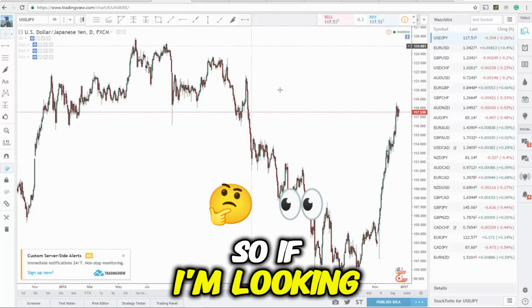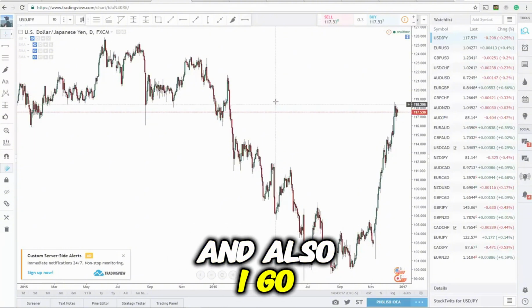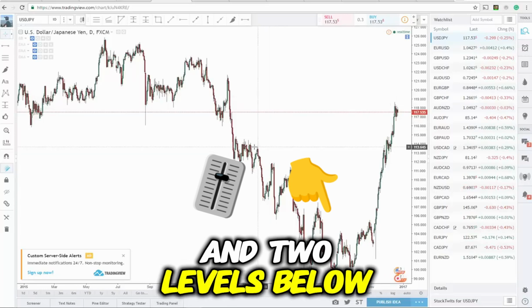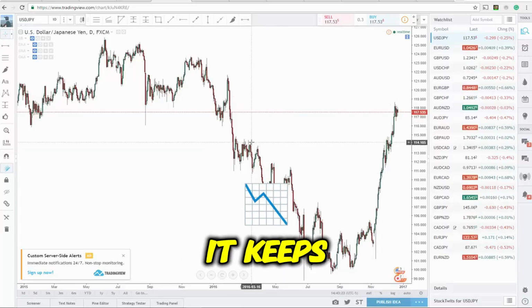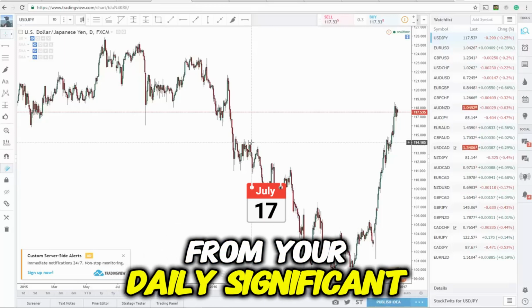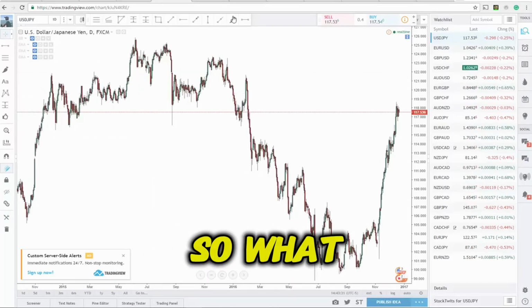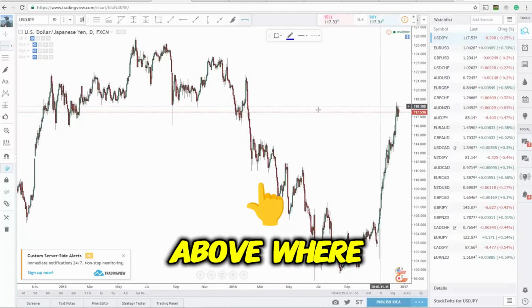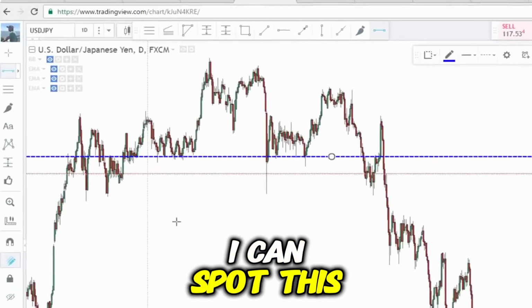So if I'm looking at the chart, I also go 2 levels above where price action is now and 2 levels below, and that way it keeps the chart from being just absolutely cluttered with lines from your daily significant levels of structure. So what we're going to look at now is our daily levels above where we are now. I can spot this one here.